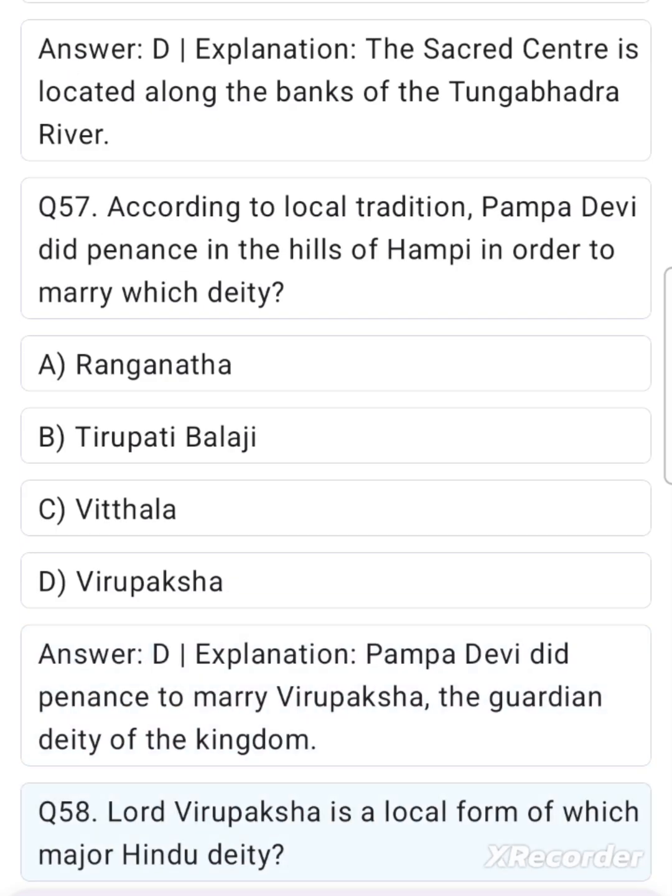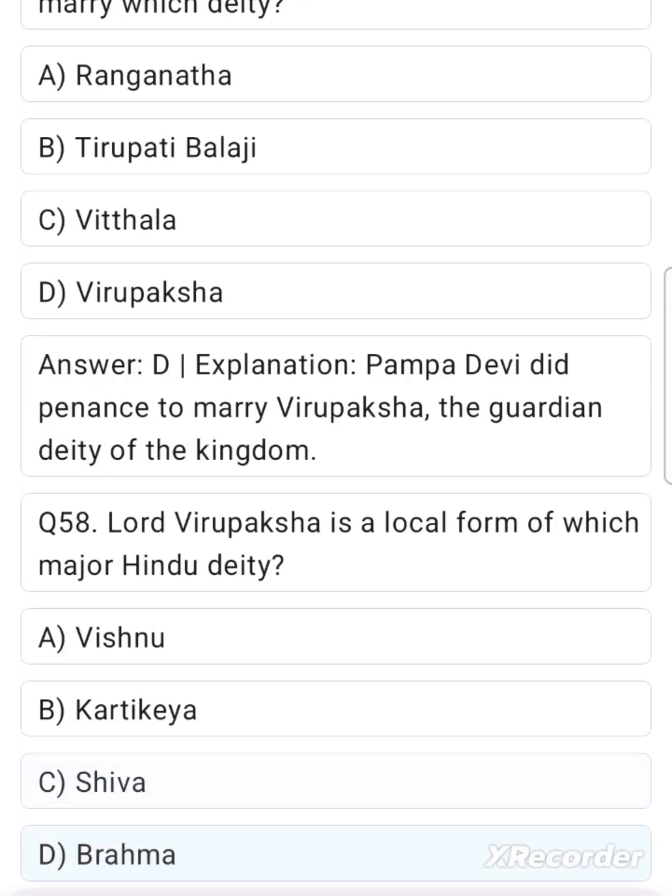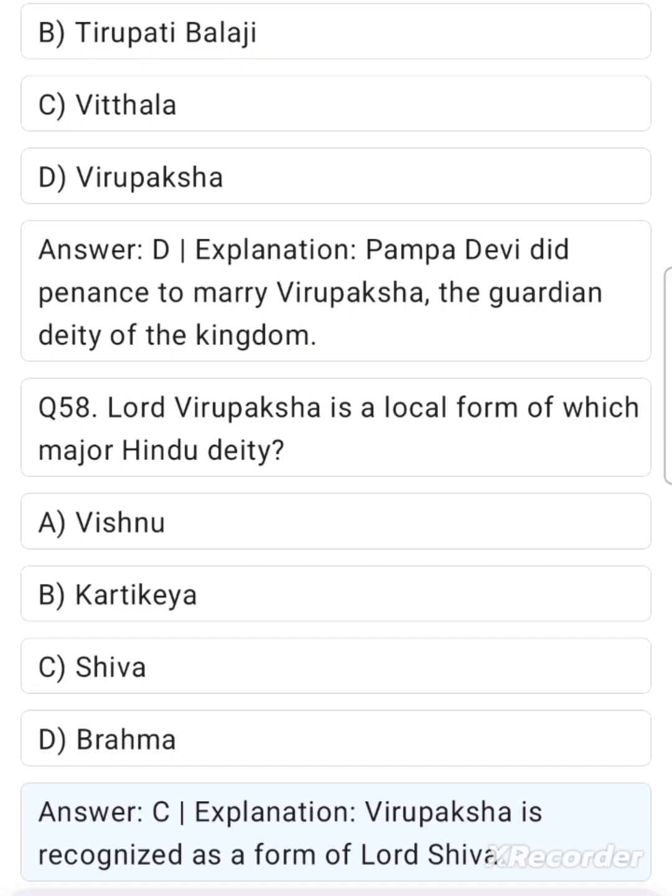Q58. Lord Virupaksha is a local form of which major Hindu deity? A. Vishnu. B. Kartikeya. C. Shiva. D. Brahma. Answer. C. Explanation. Virupaksha is recognized as a form of Lord Shiva.